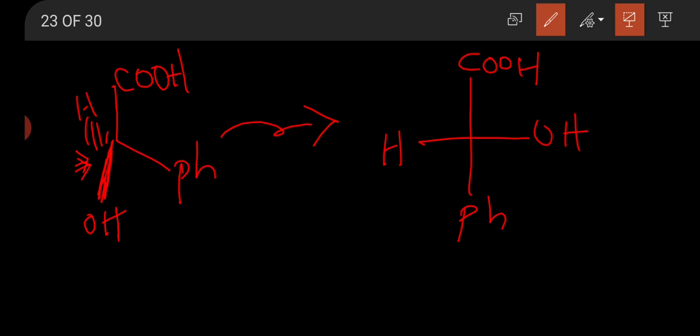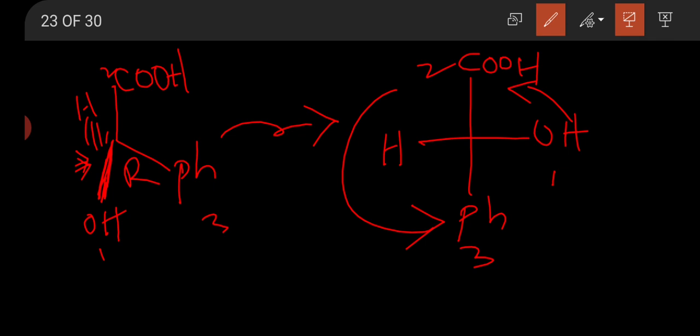Here the configuration in wedge is 1, 2, 3 clockwise. Here in Fischer the 1, 2, 3 is anticlockwise with hydrogen on a horizontal bond, that's why it is R configuration. Okay, it is R configuration. The configuration is not changed during conversion of wedge to Fischer, therefore it is the right conversion.